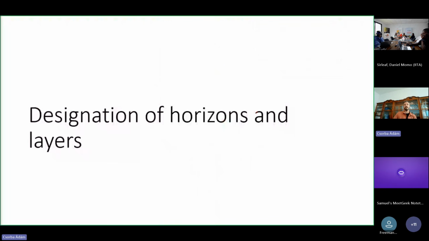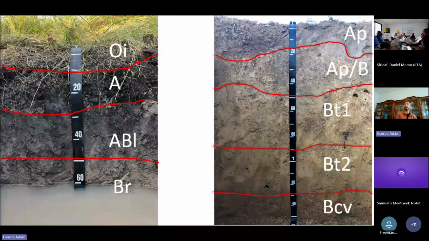So the topic for today is designation of horizons and layers in the soil. Here we can see some examples. If we open up a book, manuscript, paper, MSc or PhD thesis about soils, we may find data sets or pictures of soil profiles with these kinds of horizon designations.